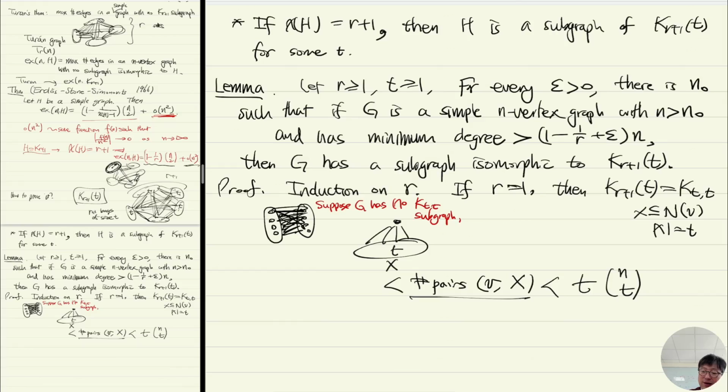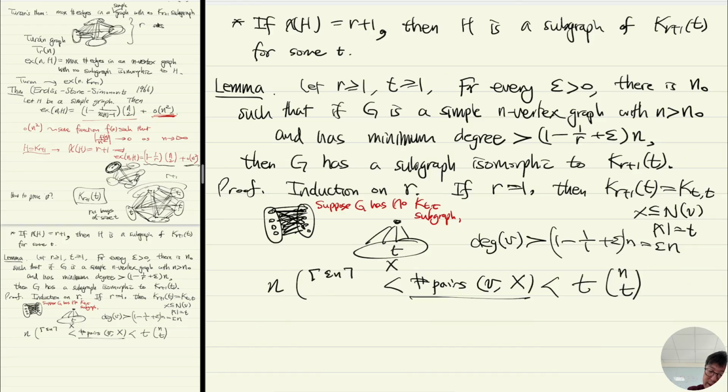That's an upper bound. And for every vertex, how many ways do I have? For every vertex, I have a neighborhood. So what's the degree, by the way? The degree of each vertex is bigger than (1 minus 1 over 1 plus epsilon) n. So it's epsilon n. So the degree is bigger than epsilon n. So n times (epsilon n choose t): you have to choose a set of size t. So that's what we have.